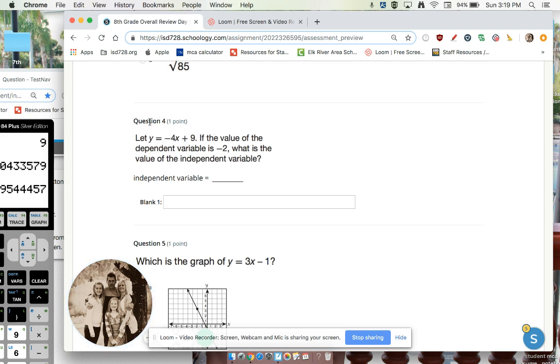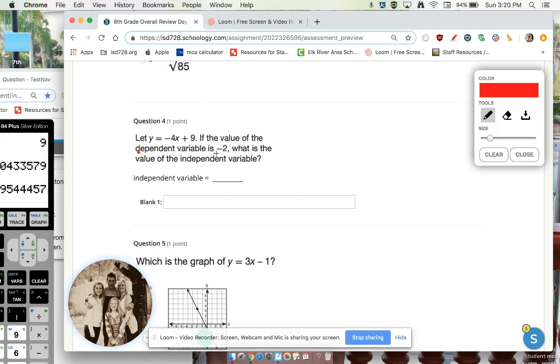X is the one that we can keep changing, and y is dependent on when we go negative 4 times the x plus 9. So my dependent value here is negative 2. Y depends on x, so that means I know y is negative 2. So negative 2 is equal to negative 4x plus 9. So now this is just a two-step equation.